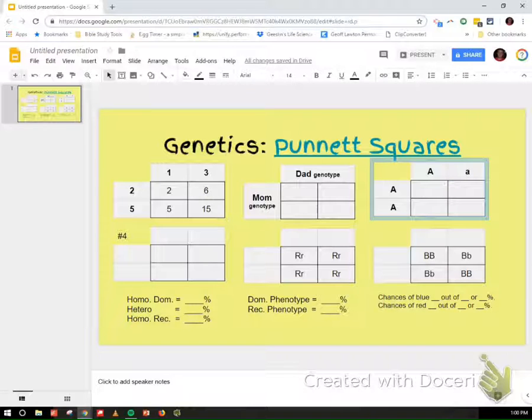So in the same way we did the multiplication, we would bring down a capital A and a capital A. Right here, because capitals go first, we'd do a capital A, lowercase a, capital A, capital A. Over here would be a capital A, lowercase a.